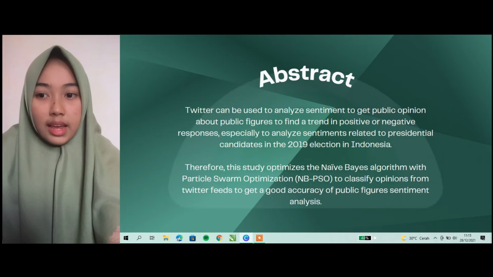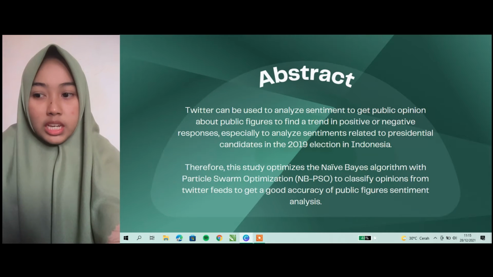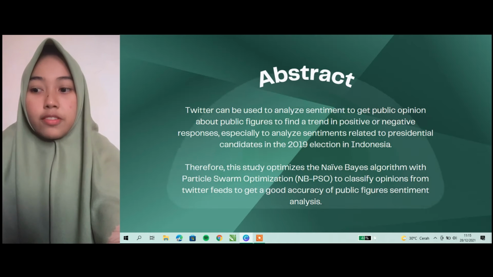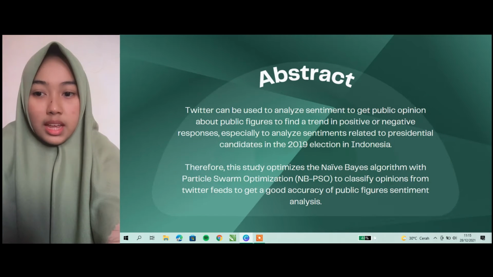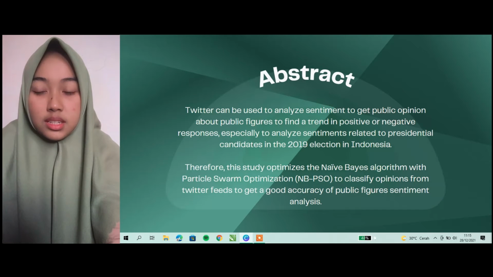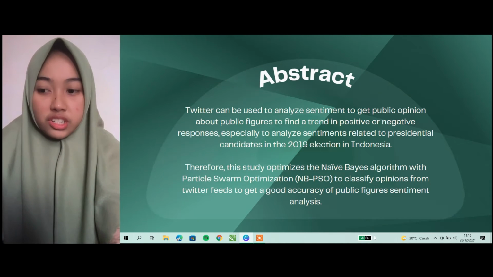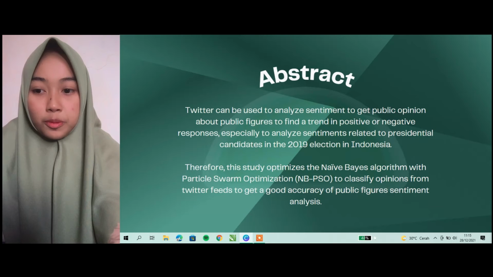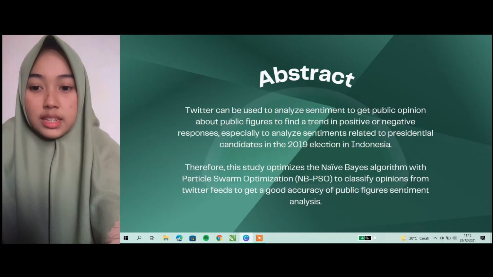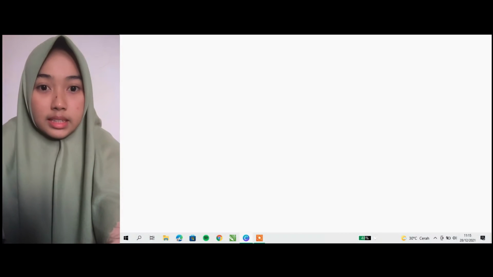Twitter can be used to analyze sentiment to get public opinion about public figures to find a trend in positive or negative response, especially to analyze sentiment related to presidential candidates in the 2019 election in Indonesia. Therefore, this study optimized the Naive Bayes algorithm with particle swarm optimization (NBPSO) to classify opinions from Twitter feed to get a good accuracy of public figure sentiment analysis.